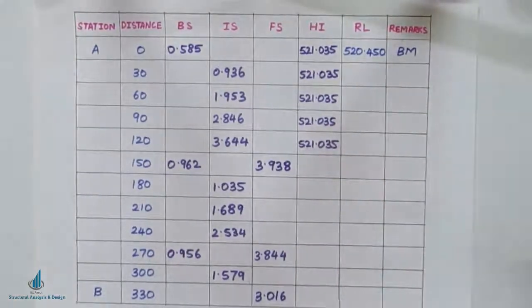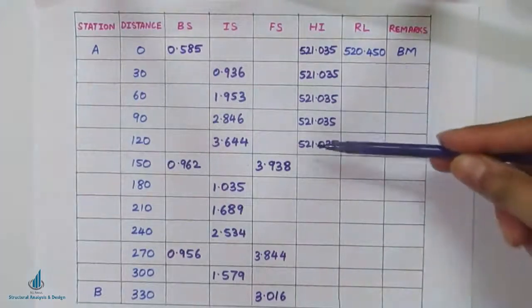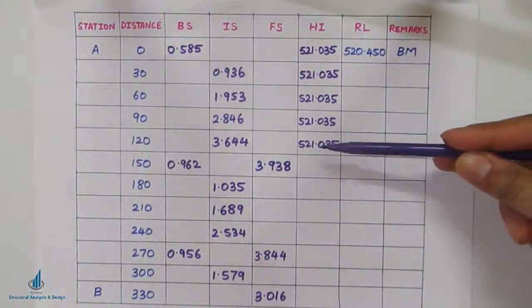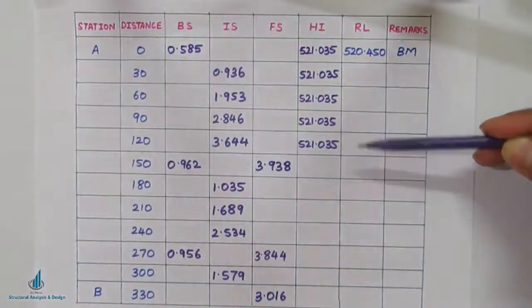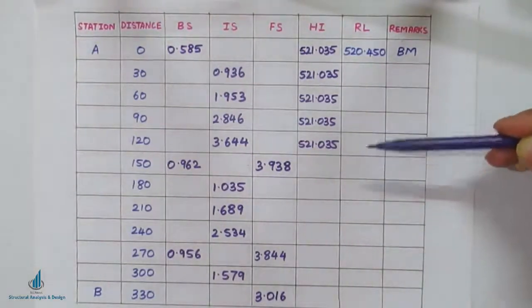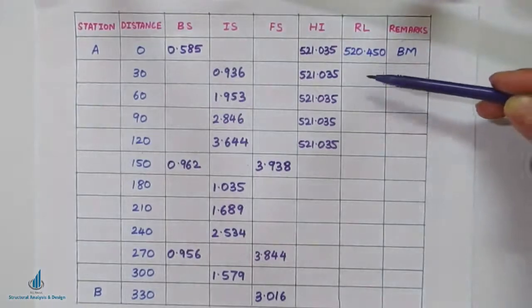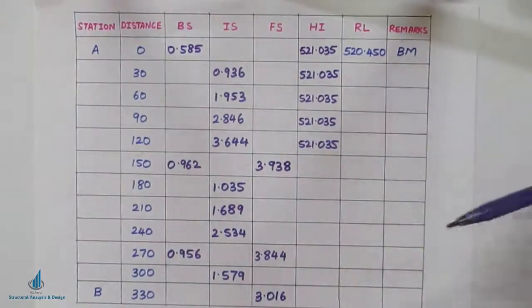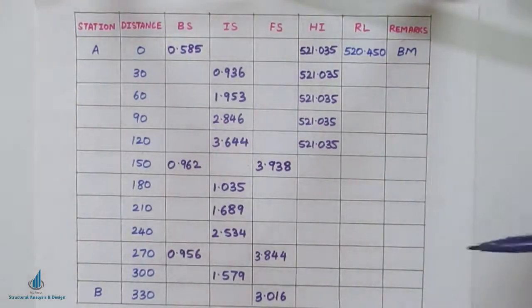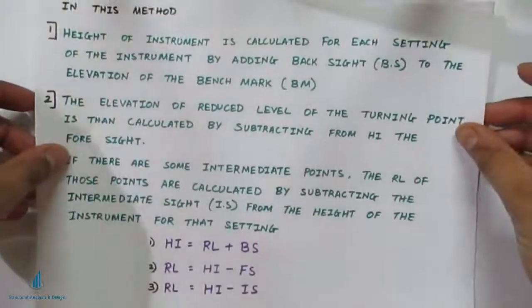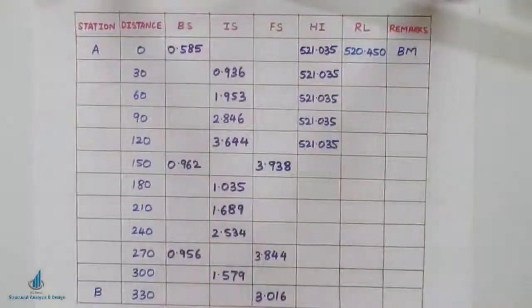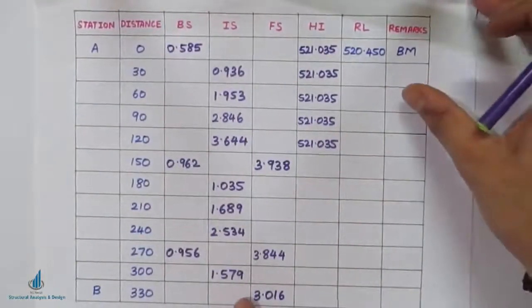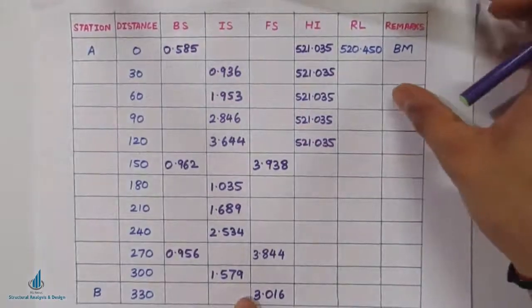Okay, the height of instrument is not changing till 120 meter distance, but the reduced level will be changing because it is continuously sloping ground. So the RL will be slightly getting reduced from this 30 meter interval. Then according to this formula, RL is equals to HI minus FS, right? So the sample calculations I have shown in the next slide.